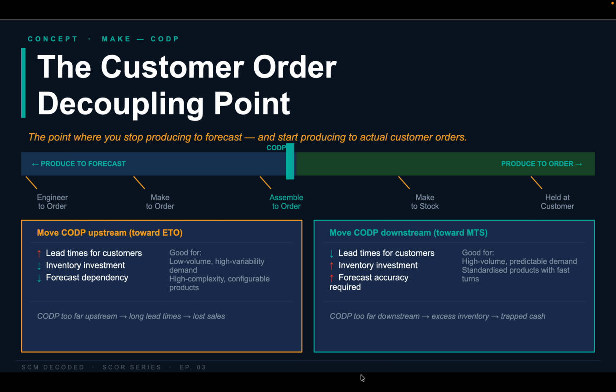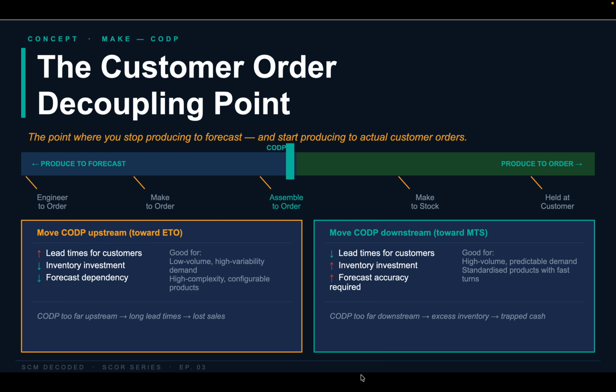The CODP is not fixed. You choose where it sits. And that one choice will determine your entire inventory profile and your lead times to the customer. If you move it upstream toward engineer to order, lead times will get longer, inventory investment will drop, forecast dependency drops. It is right for low volume, high variability and configurable products.